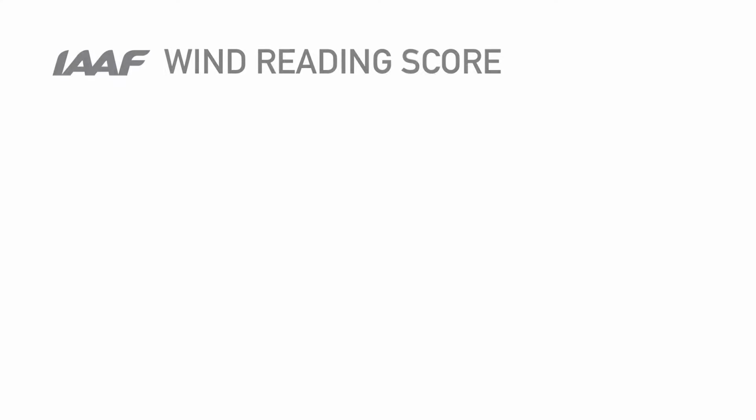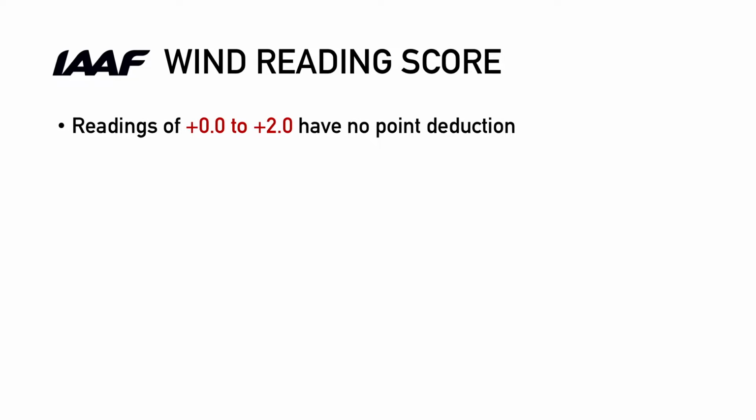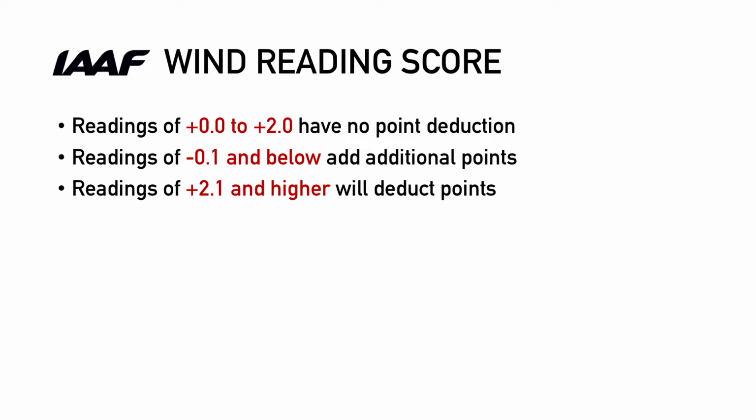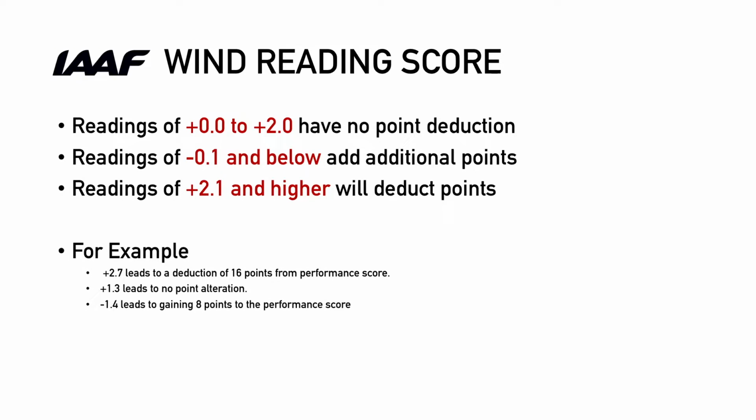So the second component of your performance score is your wind reading score, okay? And for readings of 0 to 2.0, you will have no point deduction. So anything in that legal range of 0 to 2, you're going to have no point deduction at all. Anything that is a headwind, so minus 0.1 and below, you're going to get added points on. And readings of 2.1 or higher, so tailwinds that aren't legal, are going to lead to you having points taken away from your total performance score. Okay, so these are examples I've set here. So if you have a 2.7 wind, you're going to lose 16 points from your performance score.